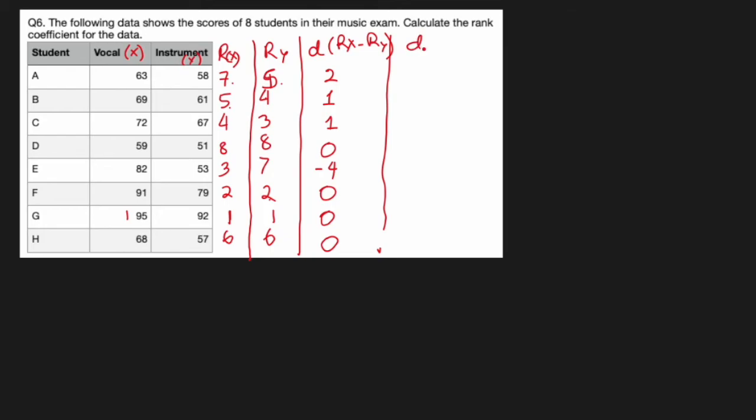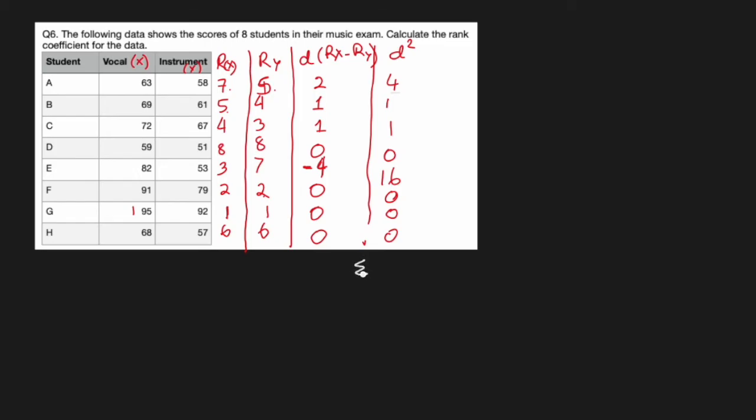Next thing we do is we square whatever is the rank to make the negatives positive so that we are not biased towards positive ones. So 2 square is 4, 1 square is 1, 1, 0, 4 square is 16, and then 0, 0, and 0. So sum of all the squares will be 5, 6 plus 16, 22.